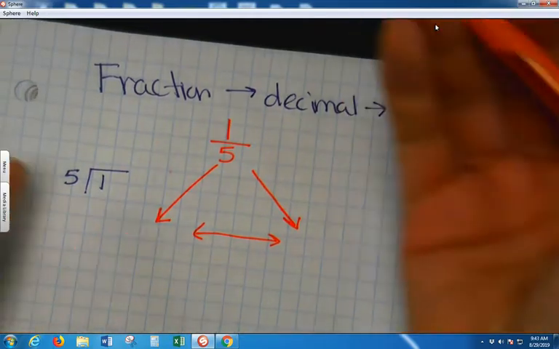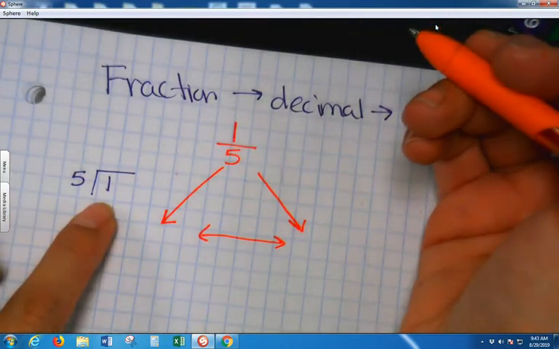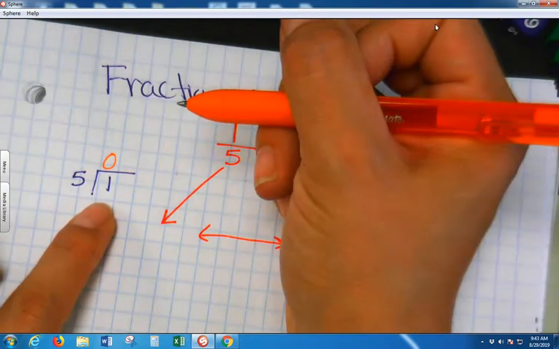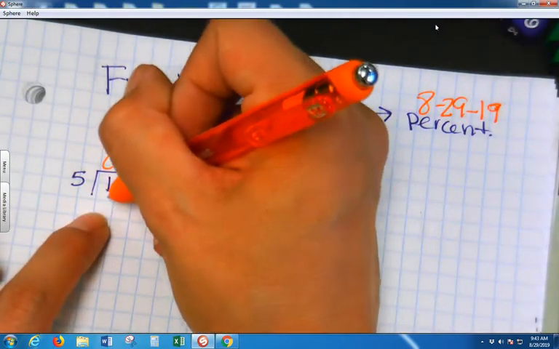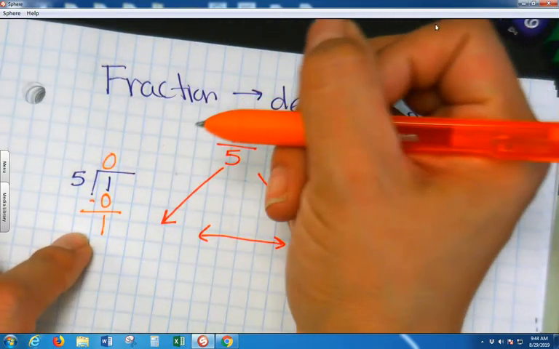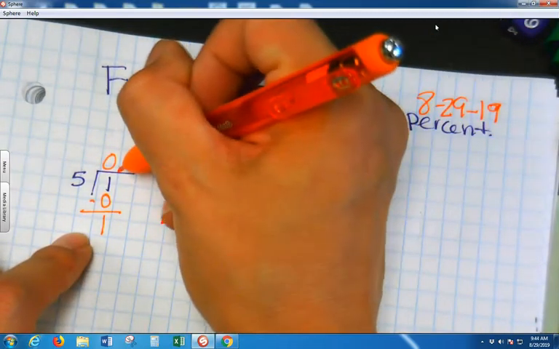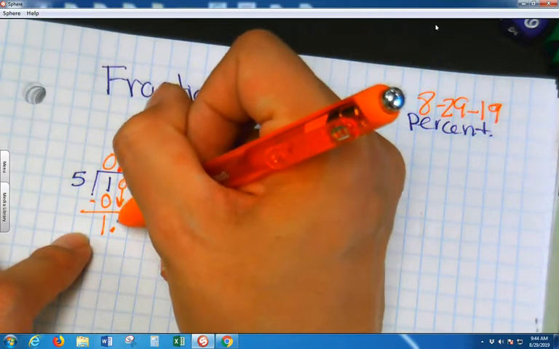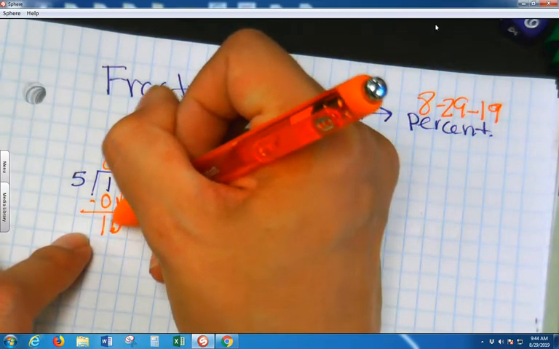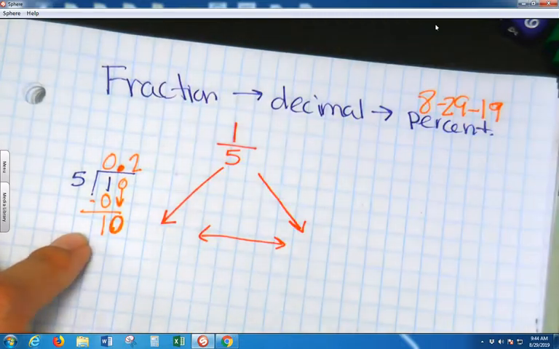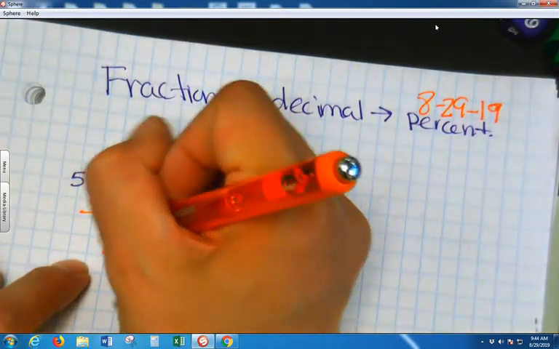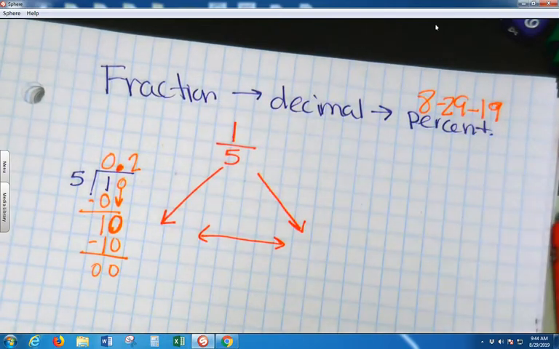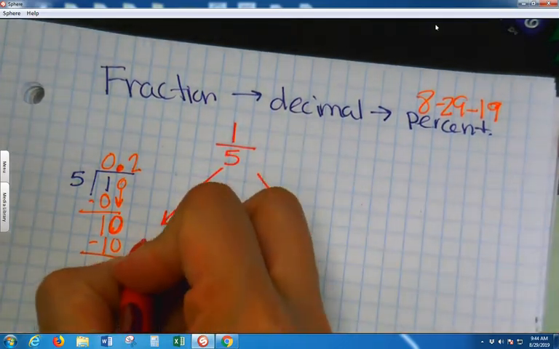Well, you put a 0 on top, and then 0 times 5 is 0, so 1 minus 0 is 1, and then you put a decimal on the bottom, and then bring down the 0, so 5 goes into 10 two times. 2 times 5 is 10, so that gives us 0.2. So we're done there. Thank you. So my decimal is 0.2.